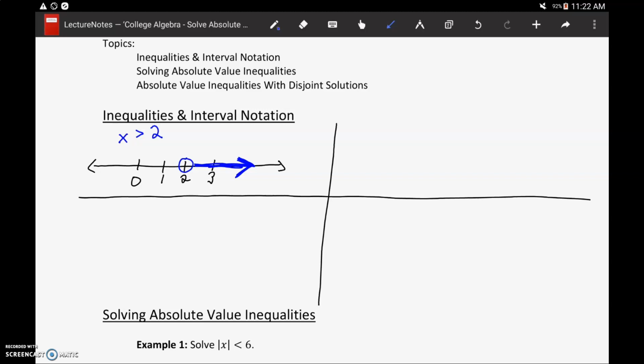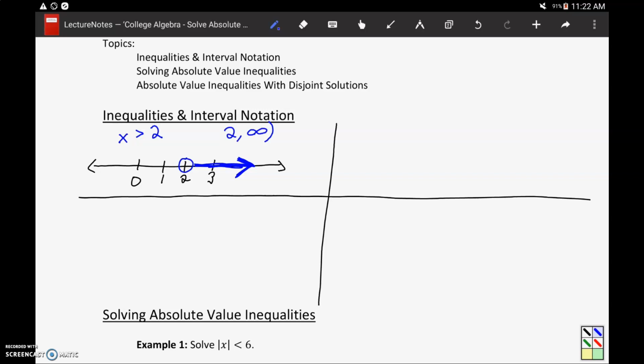We can also represent that same idea using interval notation, where we list the smallest to largest value that would be solutions to our inequality statement. So since we want to represent all values 2 or larger, we would say 2, comma, all the way up to infinity, since we don't have an upper bound. Anytime we have infinity or negative infinity in our interval notation, we always use a rounded parenthesis.